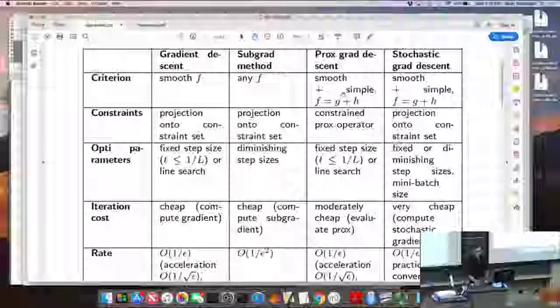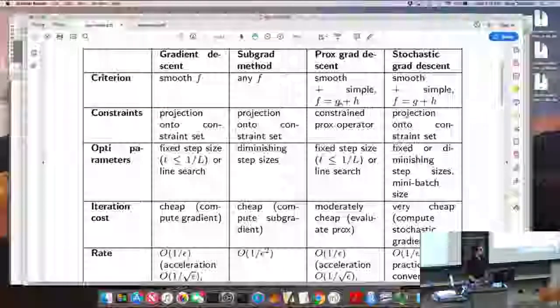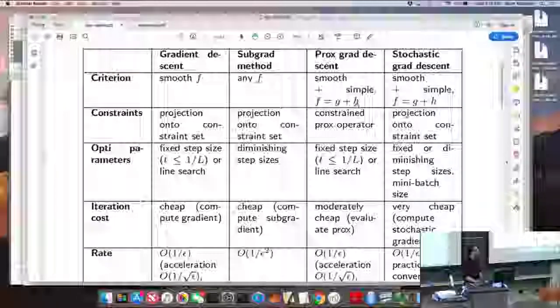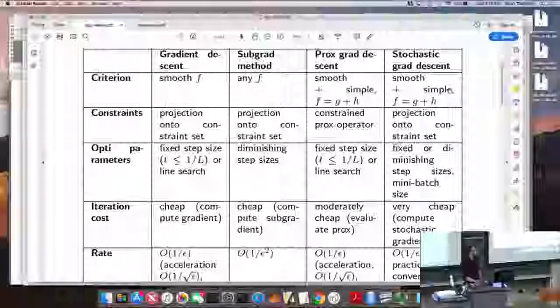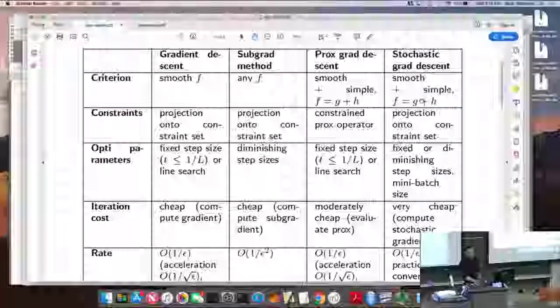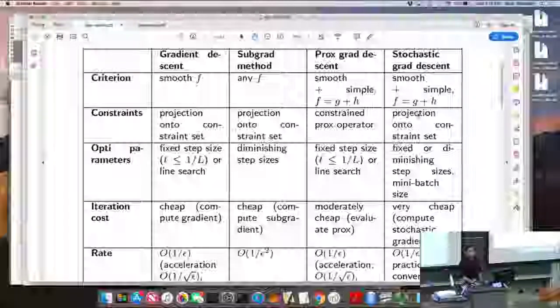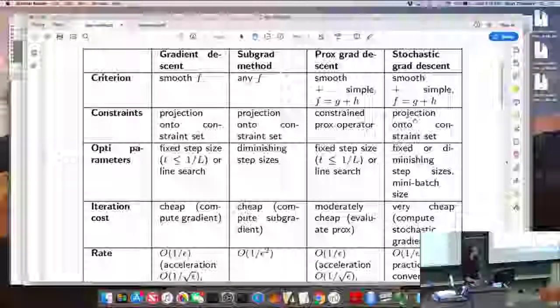For proximal gradient, it's smooth plus simple. So g plus h, where g has a gradient, and h is a function that's convex, whose proximal operator we know how to compute. And for stochastic gradient descent, it's also smooth plus simple. We talked about mainly SGD in the smooth case, but if you wanted to, you could also do proximal stochastic gradient descent. It's the same as proximal gradient descent. You just replace the gradient by a stochastic estimate, and then you apply the prox operator of h.